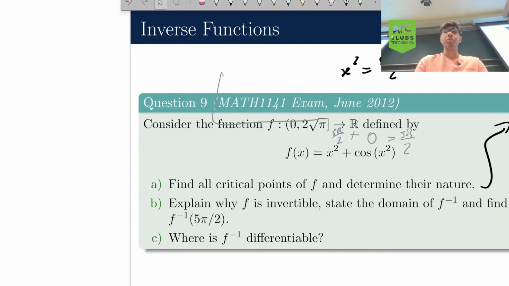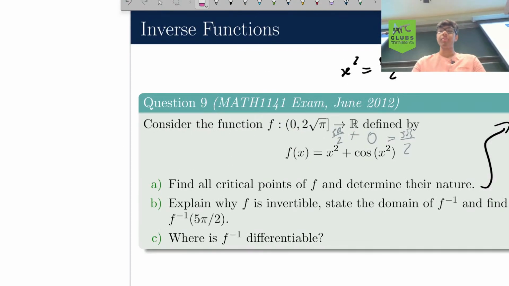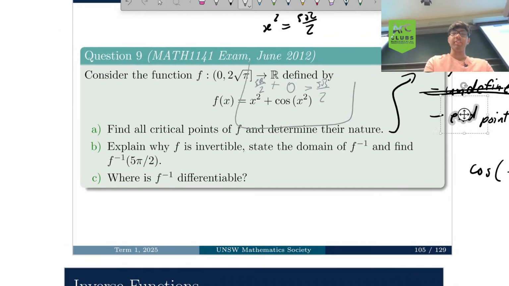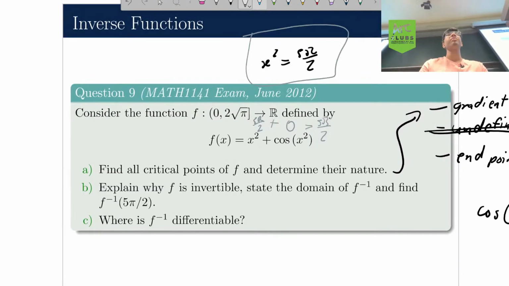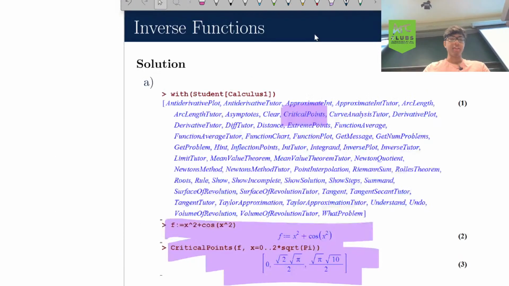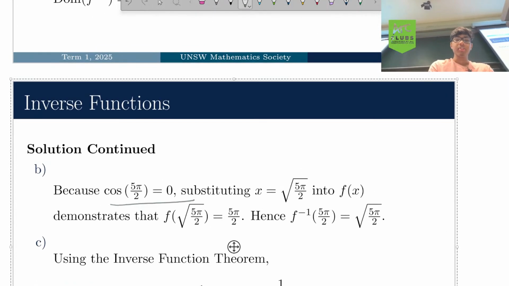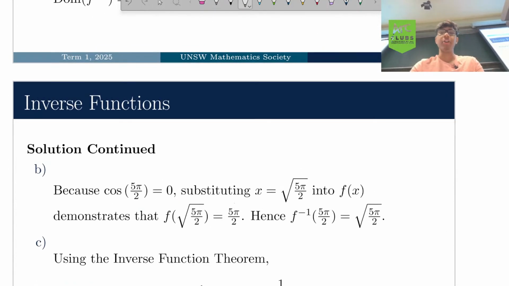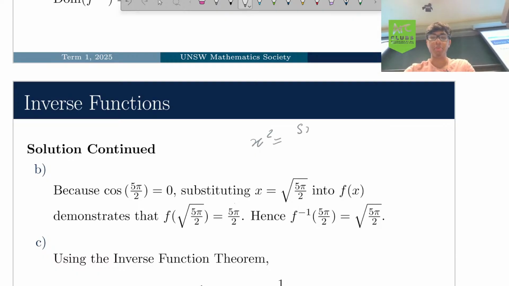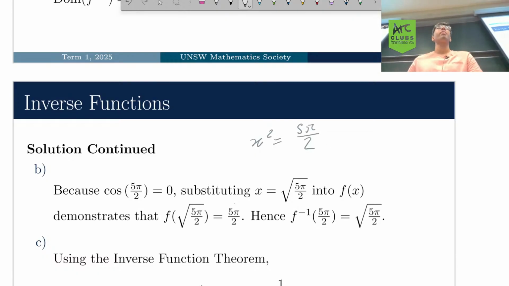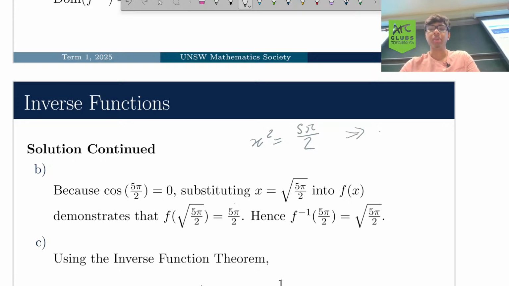So this question, because it was from the 114 exam, was a really tricky one, because you had to notice that this was true, and so you had to identify that x squared here would be 5 pi on 2. Very tricky, this one. If I know my x squared is 5 pi on 2, then that implies that my x would be root 5 pi on 2.